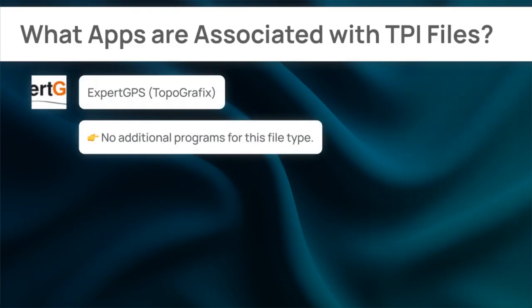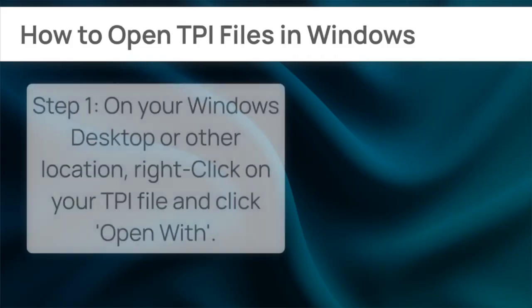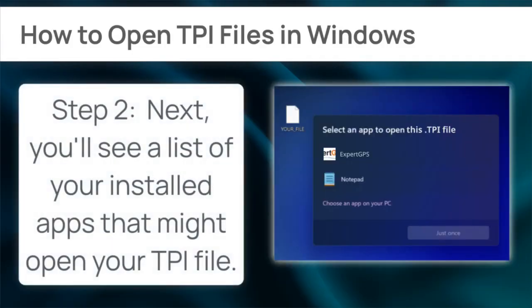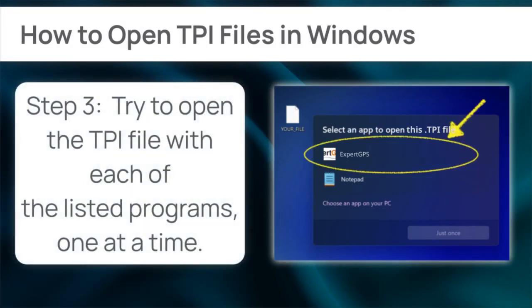Windows provides limited editing capability, so full functionality depends on dedicated programs. Windows offers only surface-level information, while GIS applications reveal geographic content. To resolve the conflict, we need to test installed programs. Right-click your TPI file and choose Open With. Attempt to open it with ExpertGPS if it is present. Otherwise, try another tool from the list.